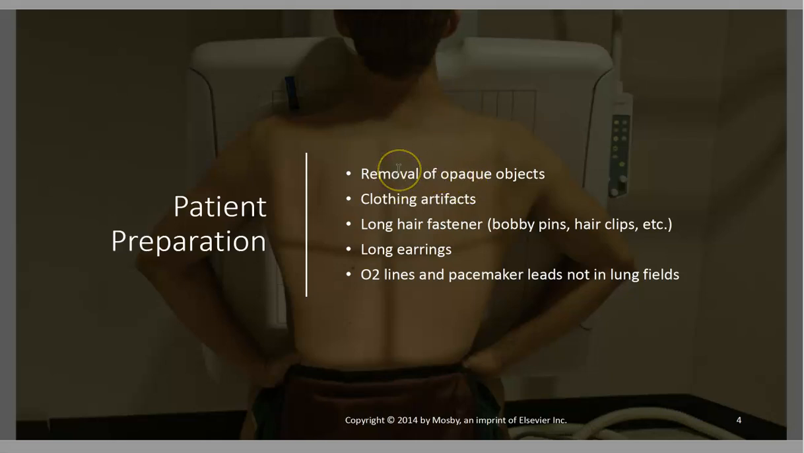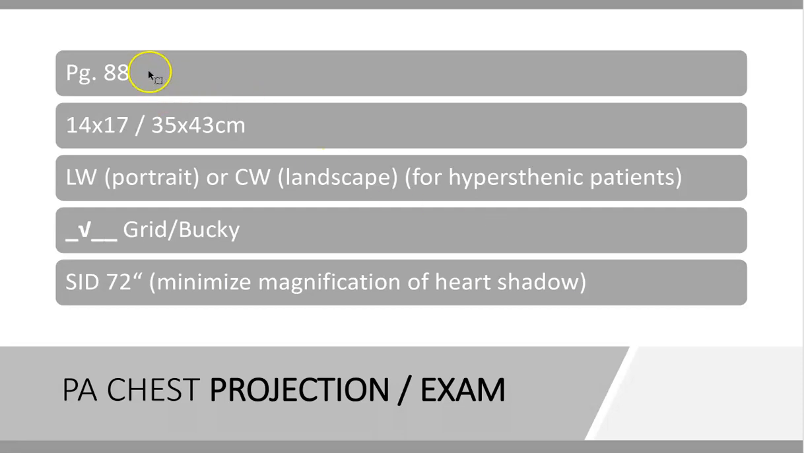So first we need to remove opaque objects, clothing artifacts, long hair fasteners, and long thick hair on top of that. Try and get it out of the way. Long earrings, and then any leads that we could possibly control. This can be found on page 88 of the textbook also, all these instructions, but we use a larger IR. If you're using direct digital systems, this may be your only option, but if you're using a computed radiography system, you may have options, so be sure to choose the large one.